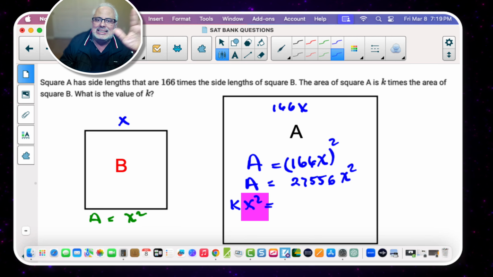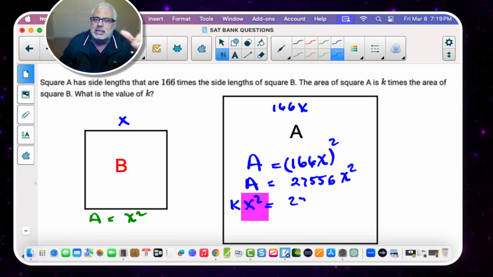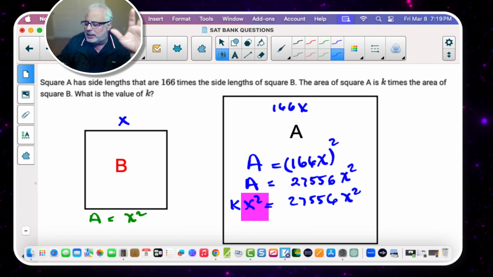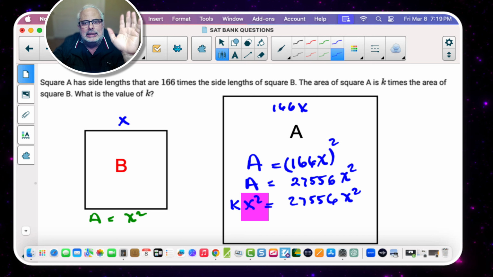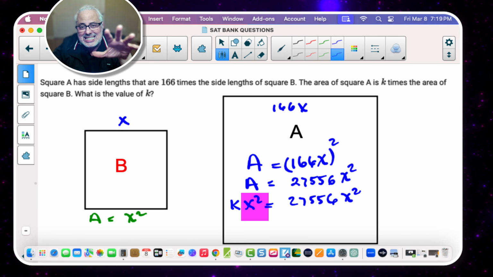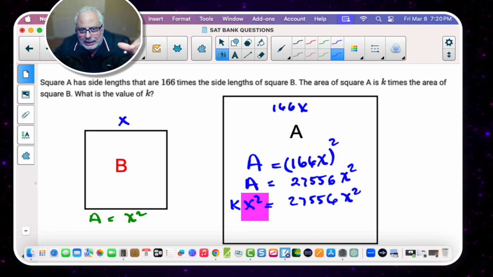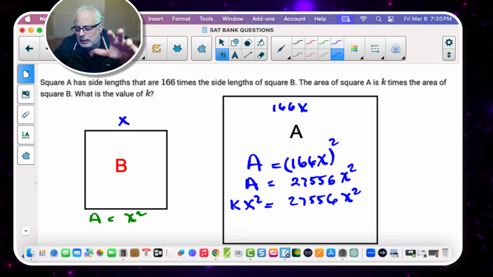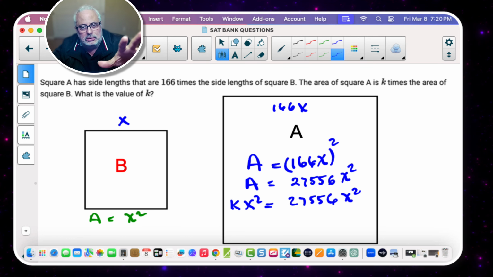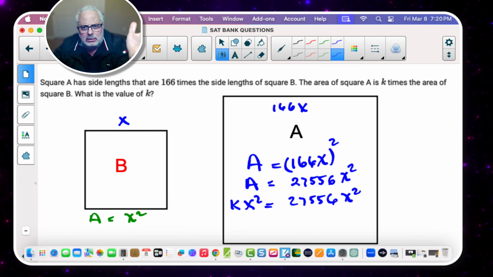This is critical, super critical. The area of the square A is k times the area of the square B. I can tell you this. This is substitution, algebra 1. So the rest is easy.